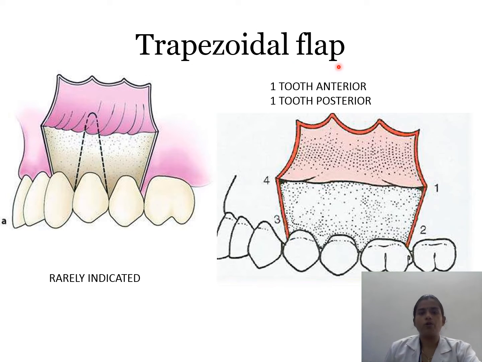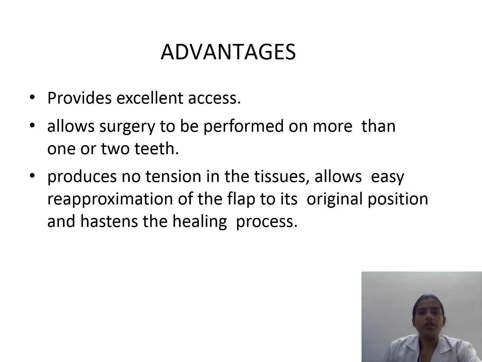Trapezoidal flap is also called a four-corner flap. Why? Because it is an envelope flap with two releasing incisions, with four corners. The incision should be extended one tooth anterior and one tooth posterior. Trapezoidal flap is rarely indicated. Advantages of the trapezoidal flap are as follows. It provides excellent access.